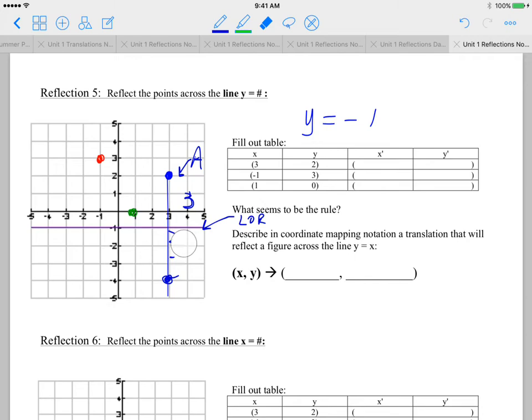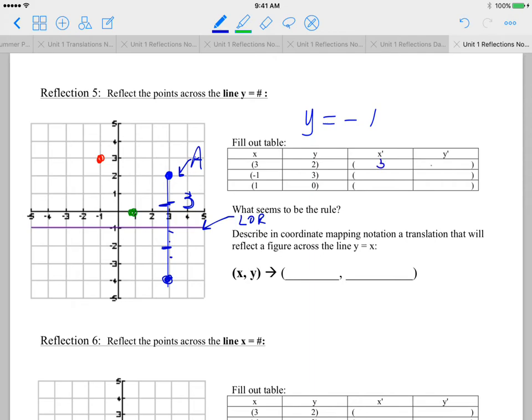Okay, so there's our line of reflection. It should be 3 units up here, 3 units down here. So our new point is 3, negative 4.